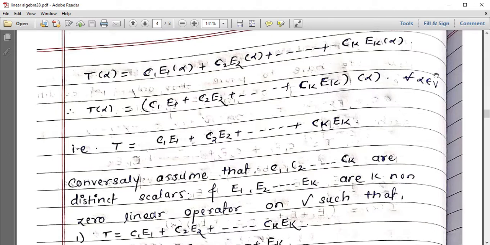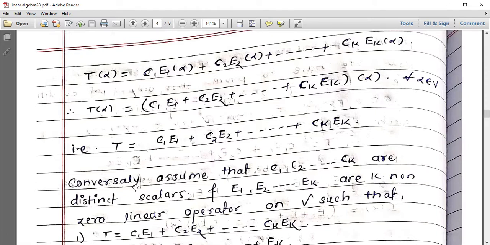Why? Because alpha is any vector from V. Therefore, T is equal to C1 E1 plus C2 E2 up to Ck Ek. Hence, the first statement holds. And statements number 2, 3, 4, 5 are obviously true by the previous theorem. Now we have to prove the converse.